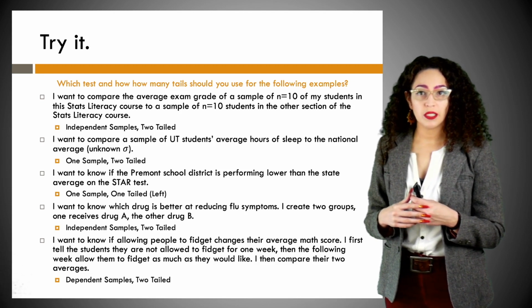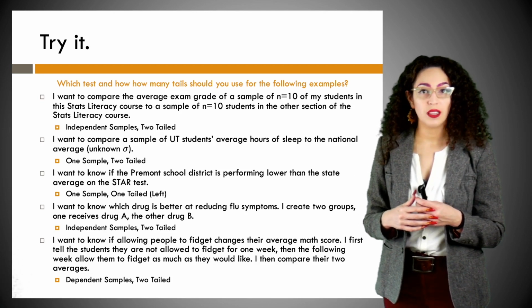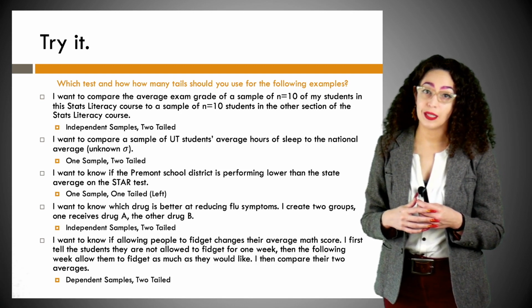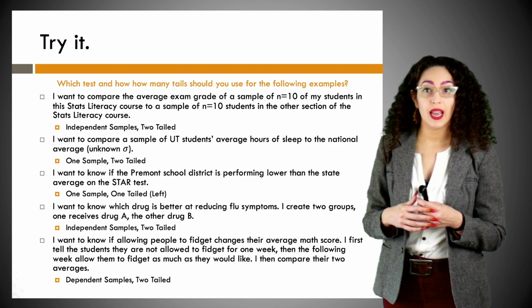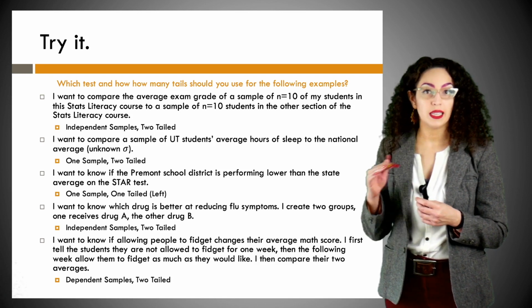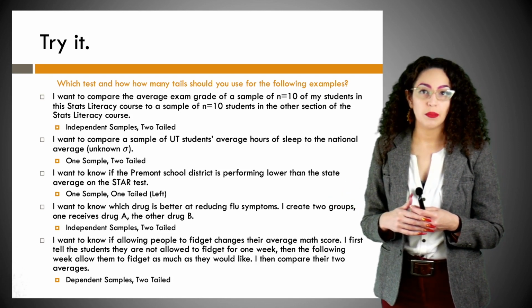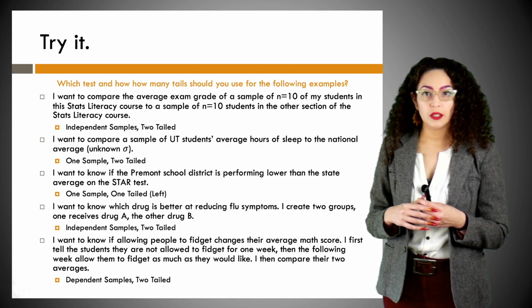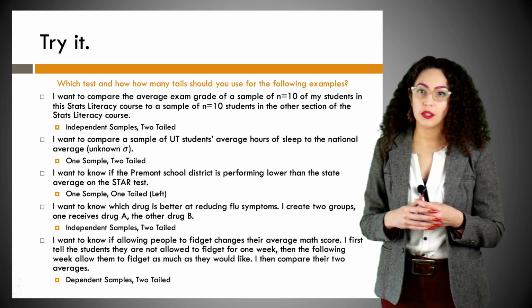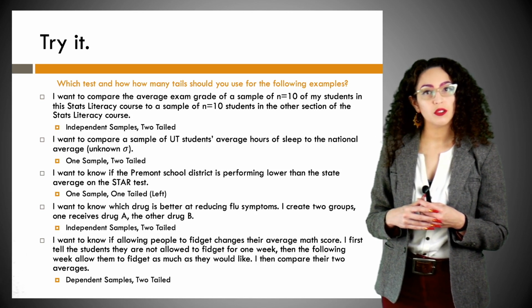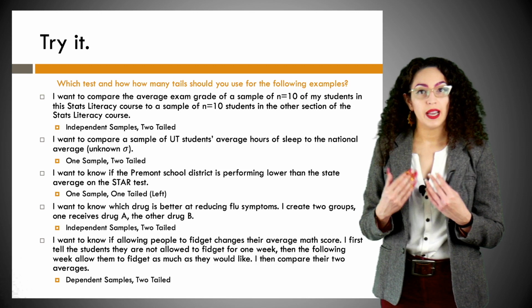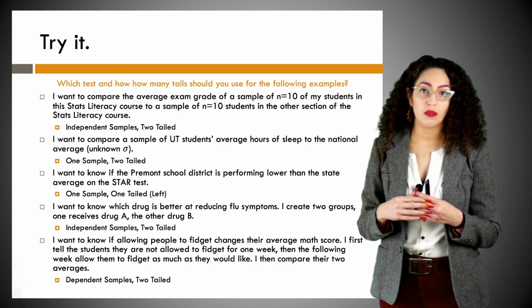I want to know if the Fremont School District is performing lower than the state average on the STAR test. That lower gives us the clue that it is a one-tailed, and it's going to be a left tail because that's the less than. And it's a one sample because we are only comparing the one school district. I want to know which drug is better at reducing flu symptoms. I create 2 groups. One receives drug A, one receives drug B. What are we doing here? We have 2 independent groups, and it's two-tailed because there is no assertion of which drug is going to be better.